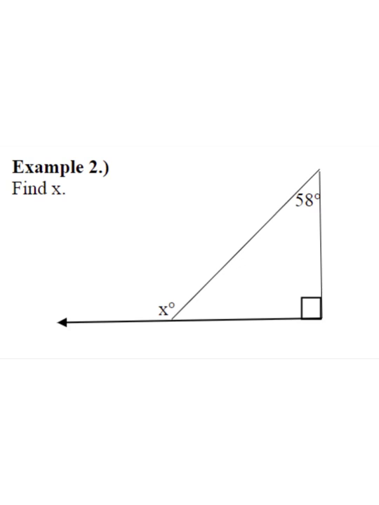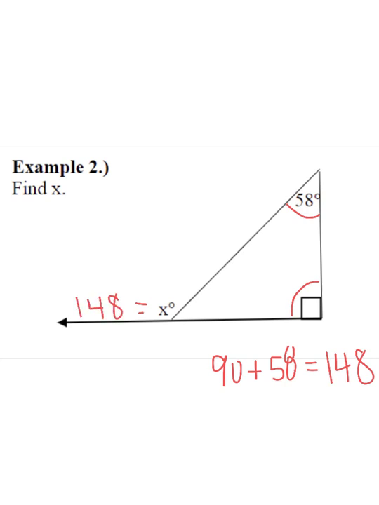Alright, again, you can take the two remote angles and add them up. 90 plus 58, and that should equal X, which is 148. So X is 148.